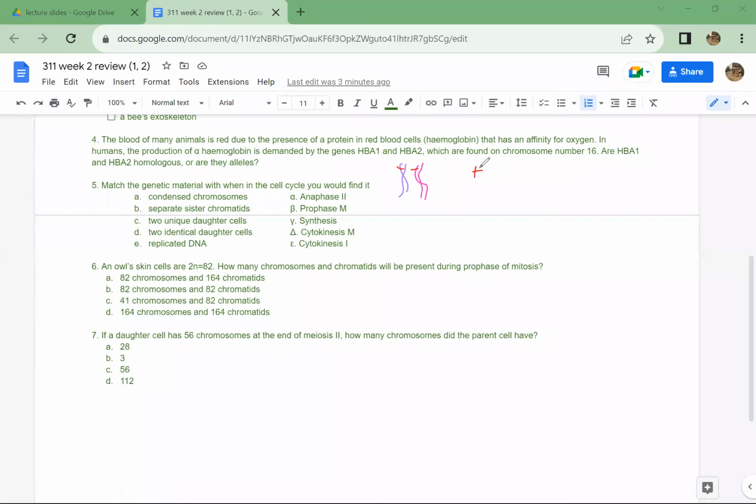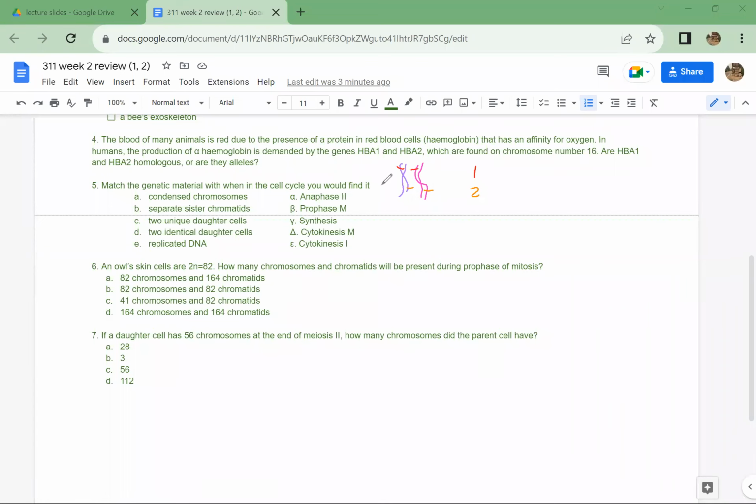HbA1 is a specific gene that we'd find here. I'll just call it 1. And then HbA2 is like another allele, another version. Oh wait, actually no, I messed that up. Dang it. And this is HbA2 down here. Sorry about that. They're different genes.